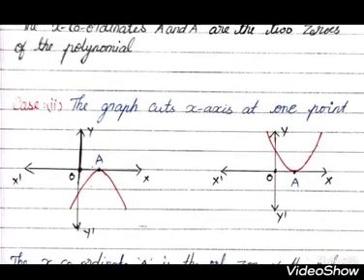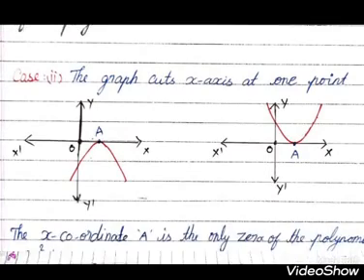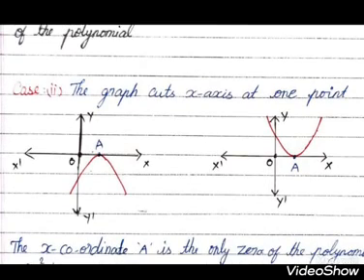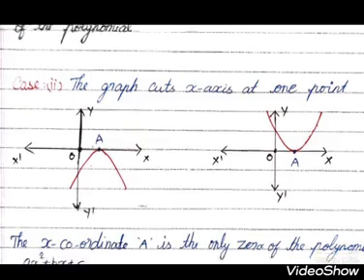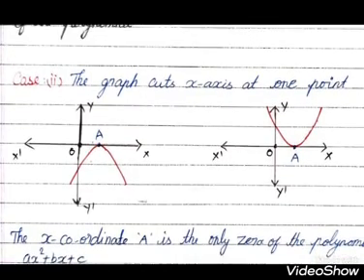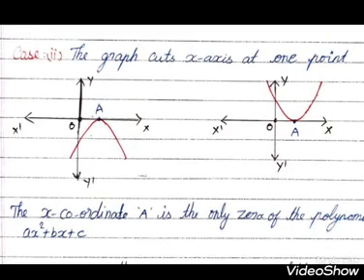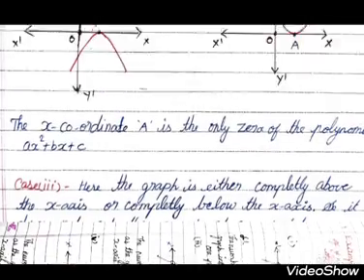Case number 2, the graph cuts the x-axis at 1 point. Here you see that it can be an open downward curve or an open upward curve. So the x coordinate A is the only zero of the polynomial ax square plus bx plus c. In a downward curve it intersects at only 1 point, and in the open upward curve it touches only 1 point. So we take it as only 1 zero. Next we move on to case number 3.